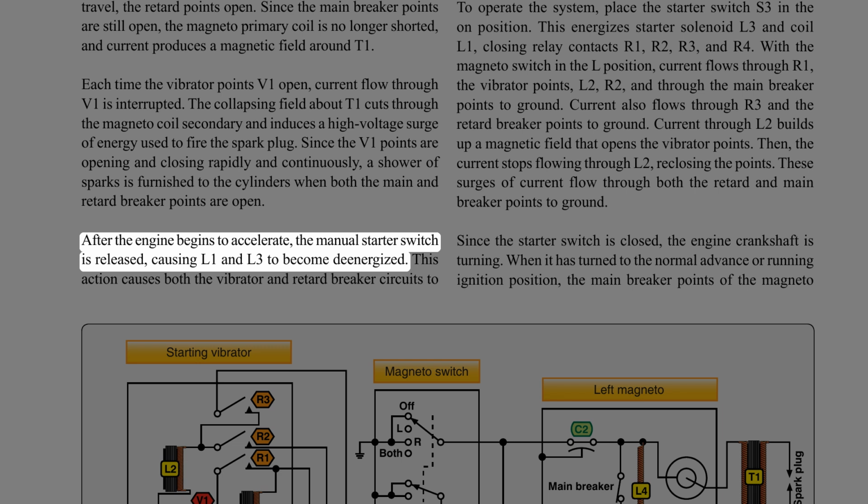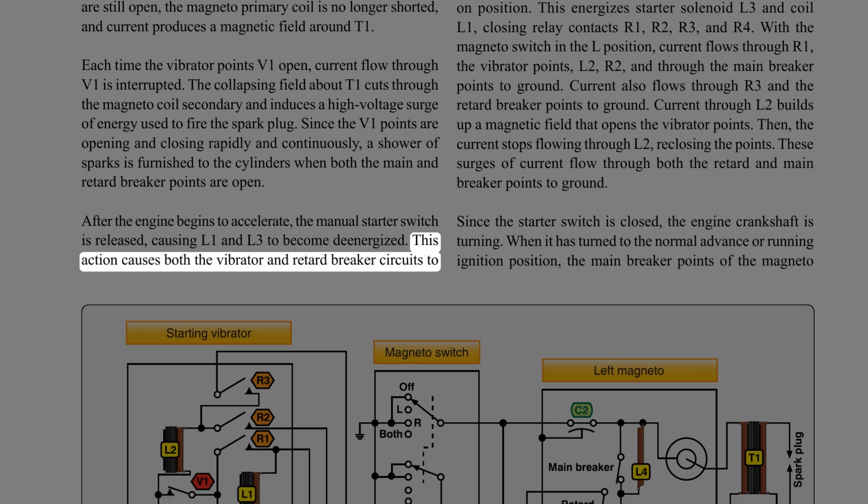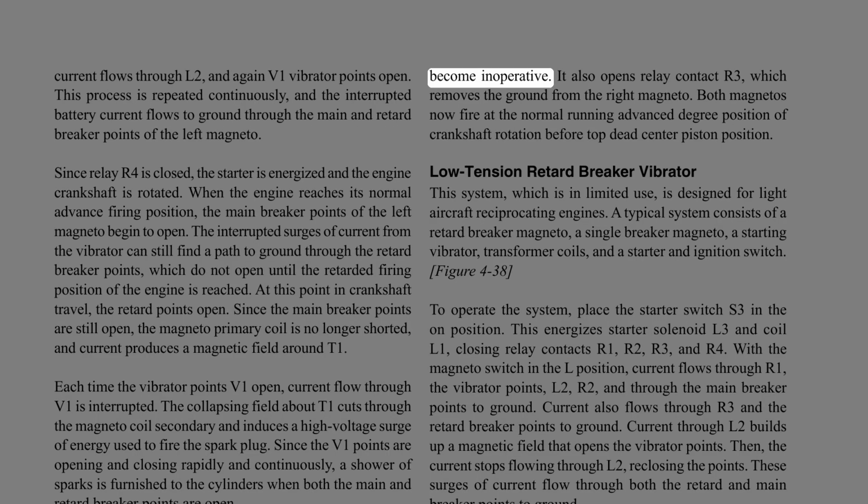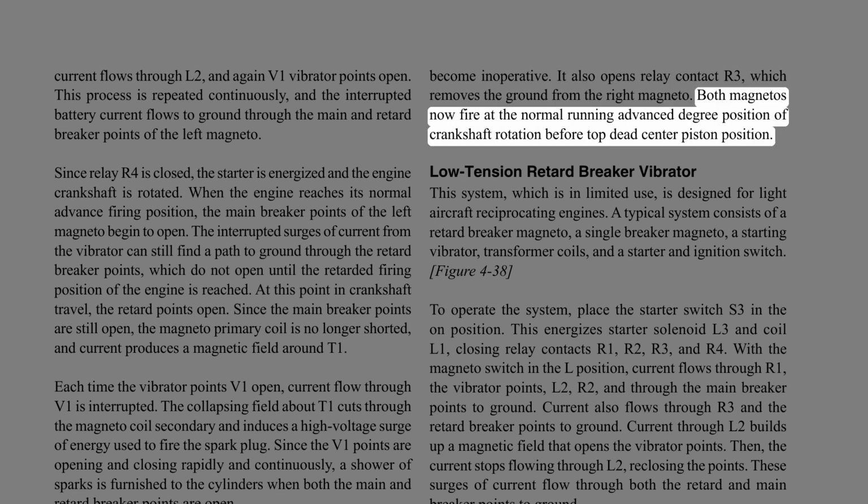After the engine begins to accelerate, the manual starter switch is released, causing L1 and L3 to become de-energized. This action causes both the vibrator and retard breaker circuits to become inoperative. It also opens relay contact R3, which removes the ground from the right magneto. Both magnetos now fire at the normal running advanced degree position of crankshaft rotation before top dead center piston position.